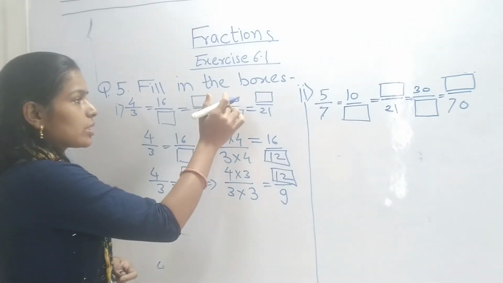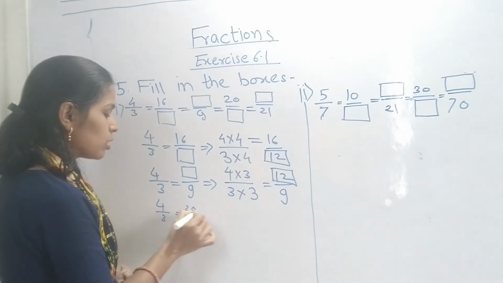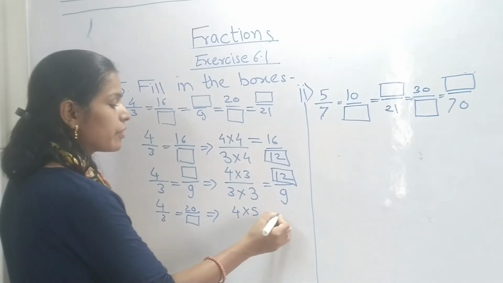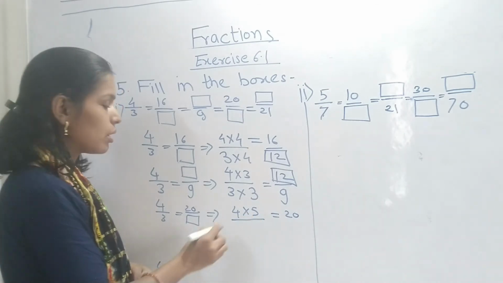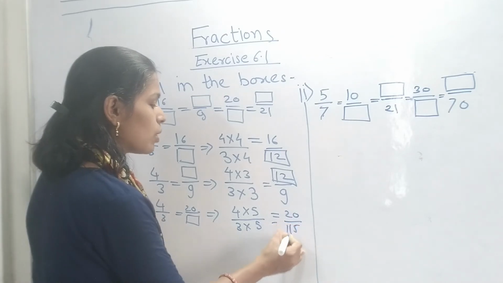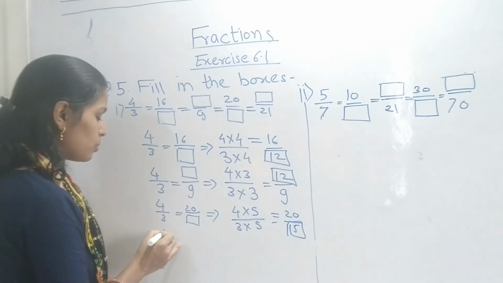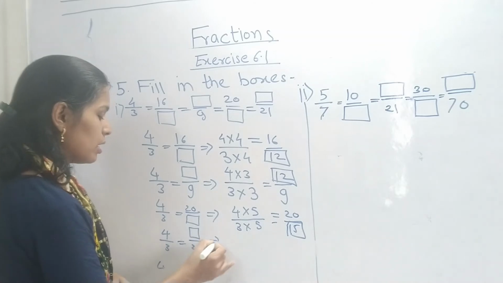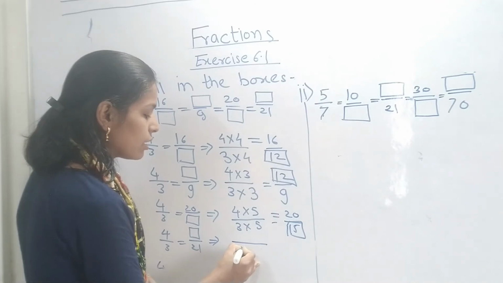Now the third equivalent fraction. Here you want the numerator to be equal to 20. So 4 by 3 is equal to 20 upon the box. You have to fill this box. As we know that 4 multiplied by 5 gives us the result 20, 4 5s are 20. So here you have to write 3 5s are 15. So the third box will contain 15. And the last one, here the denominator should be equal to 21. 21 upon this box you have to fill here. As we know that 3 multiplied by 7 gives us the result 21.